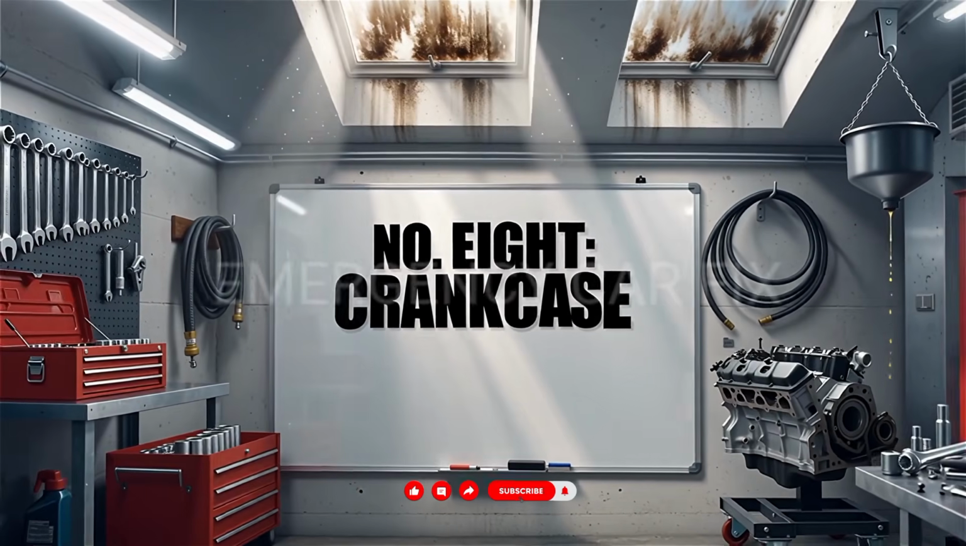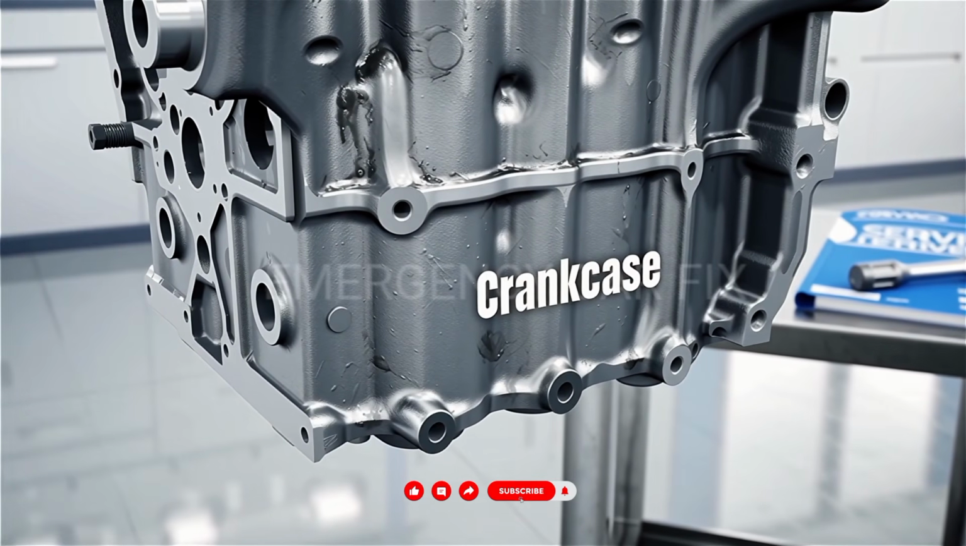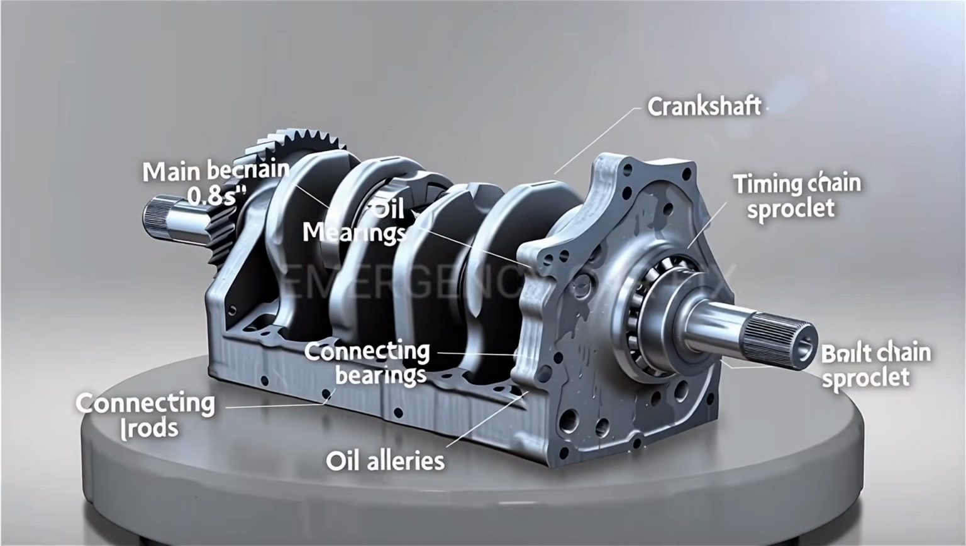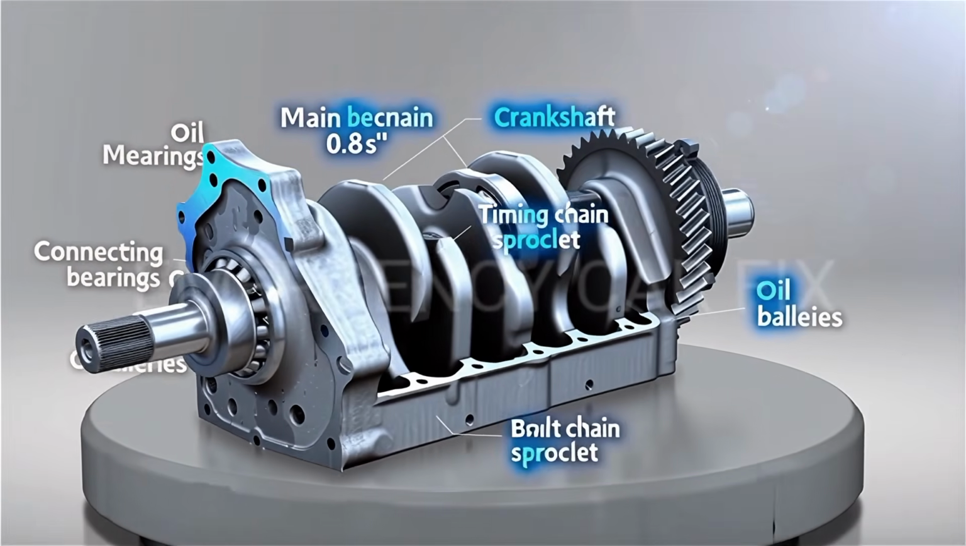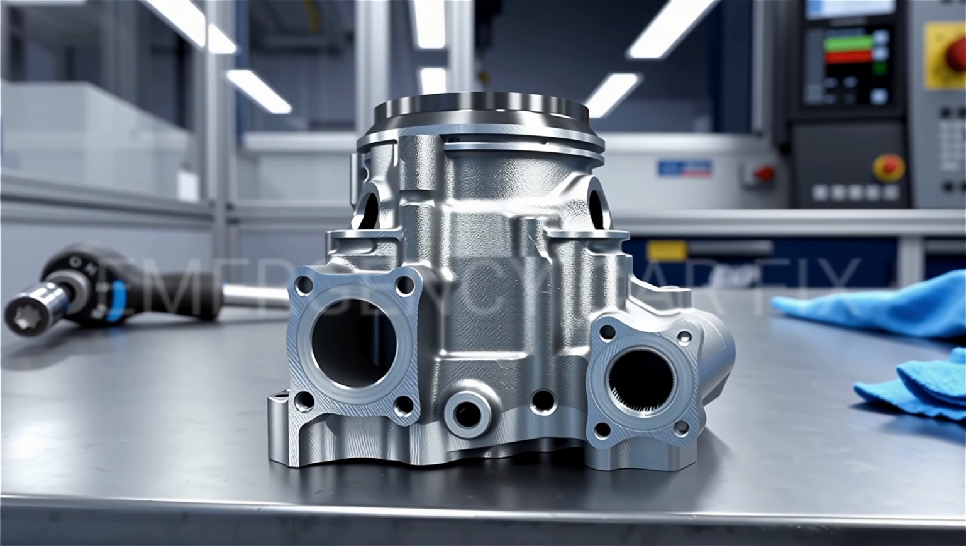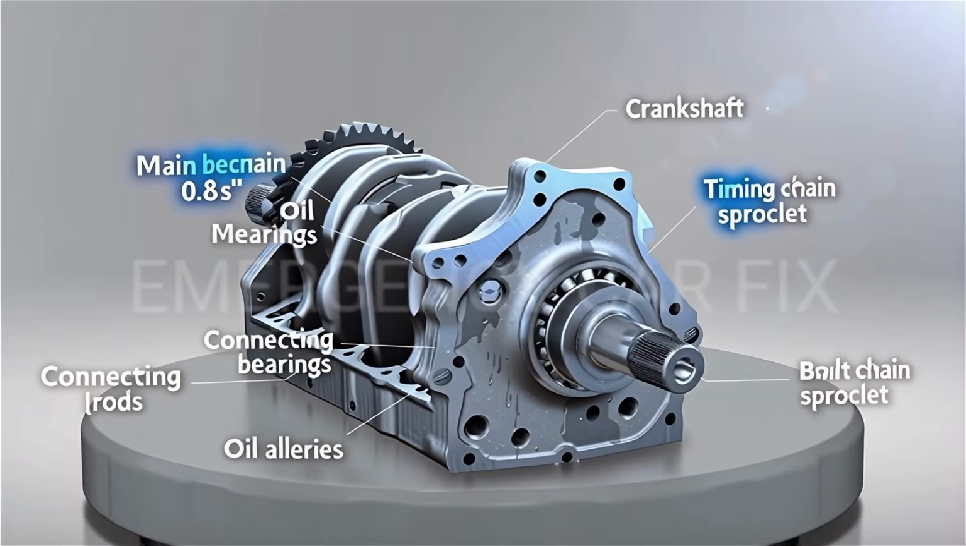Number 8. Crankcase. The crankcase encloses the crankshaft and other internal components, providing protection and lubrication by holding engine oil, while helping reduce contamination and maintaining proper internal pressure conditions for smooth engine operation and long-lasting component durability over time.